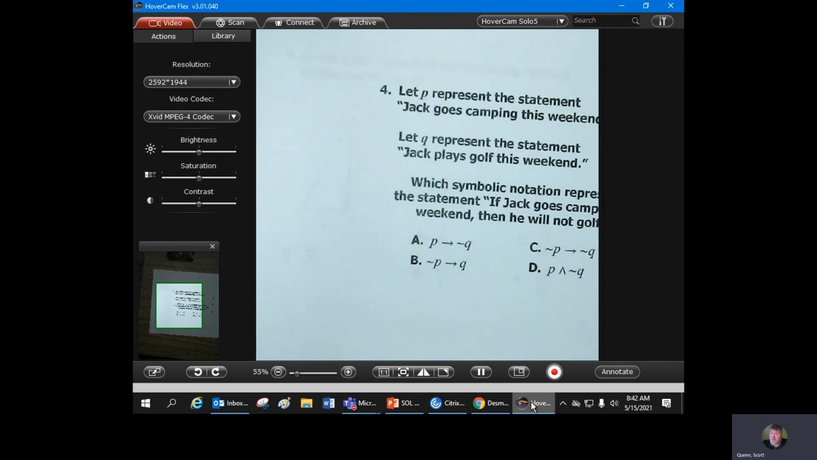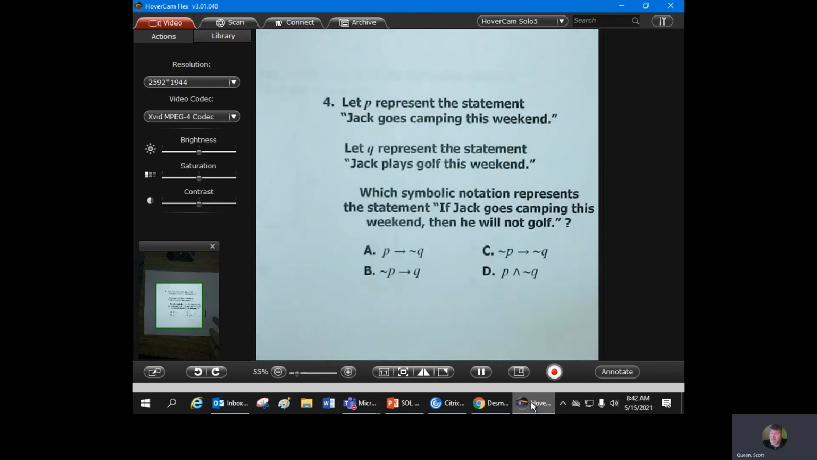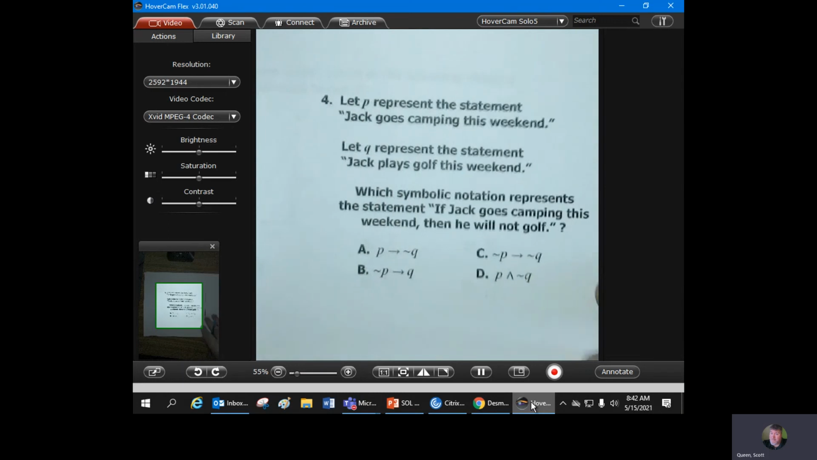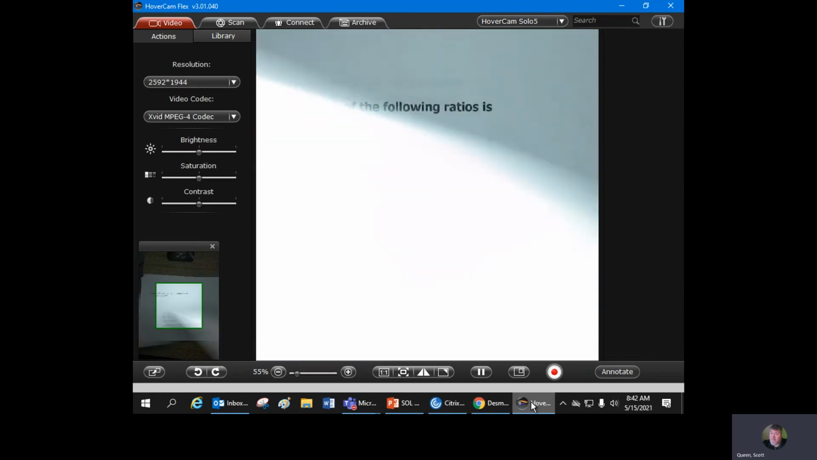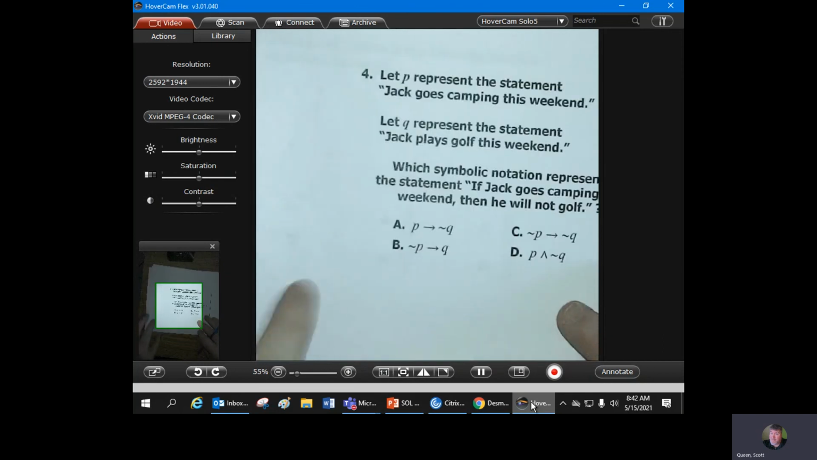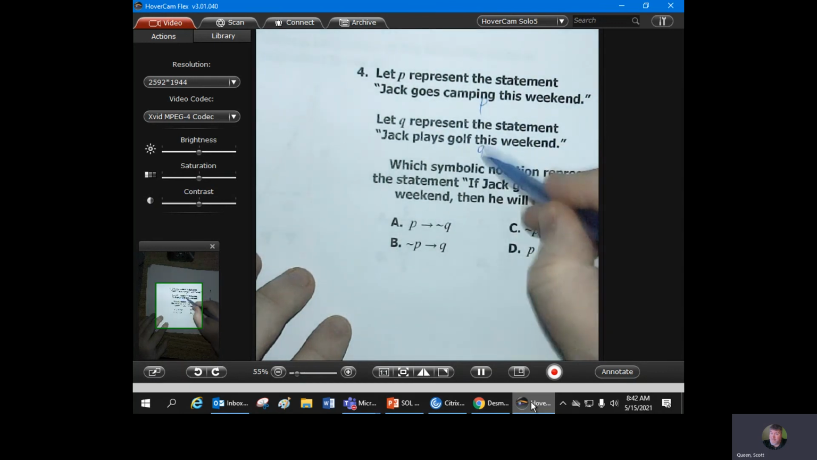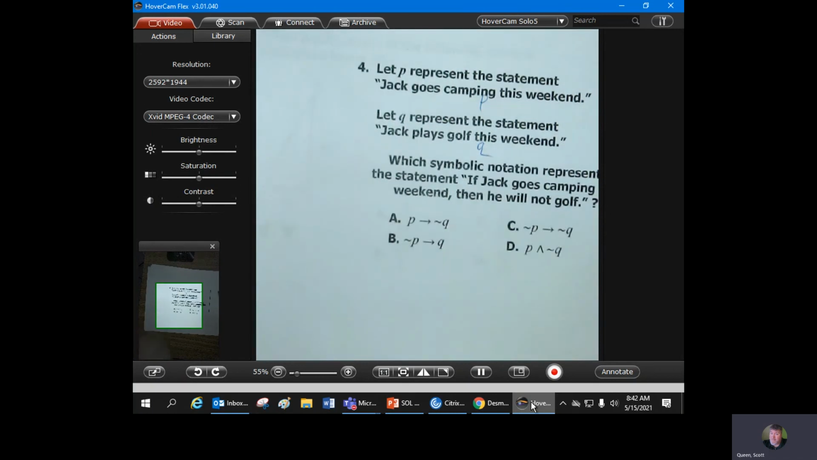Okay, one of the things I just dearly love, all these logic questions. Okay, no problem. All right, so are we in the logic section? Nope, we're still over there. All right, so these are our P's and Q's. So let's read. Let P represent the statement, Jack goes camping this weekend, P. Let Q represent the statement, Jack plays golf this weekend. There's my Q. Still don't know what I'm doing.